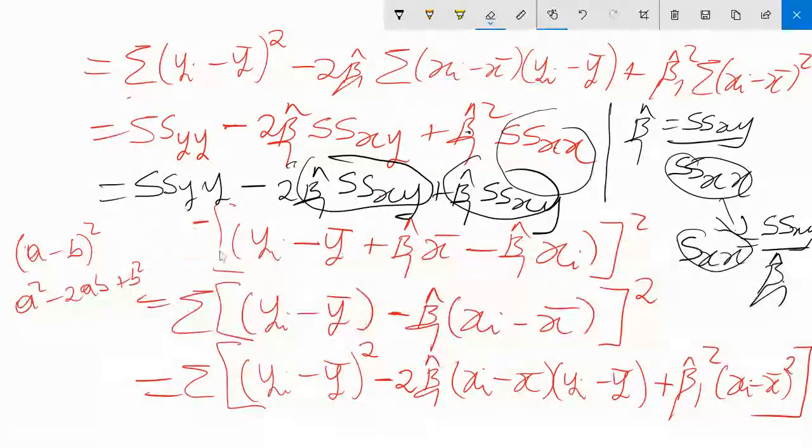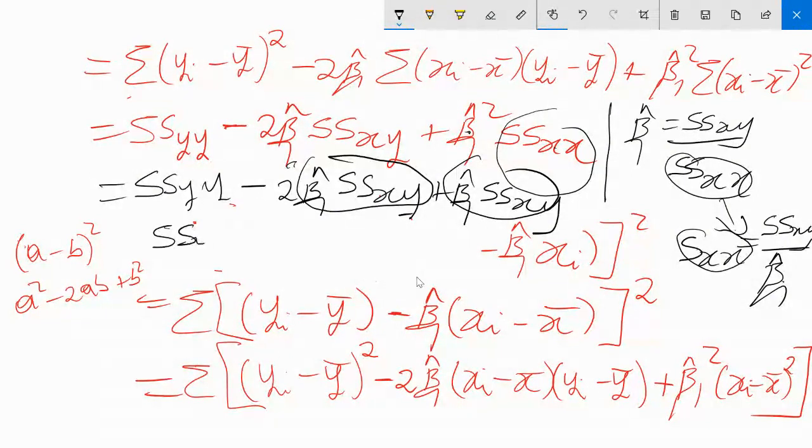And because of the negative there, we're going to lose 1. And when we lose 1, we end with this part, which is still there. So these 2 will eliminate and we'll be left with beta 1 hat SSXY. Are you all with us?